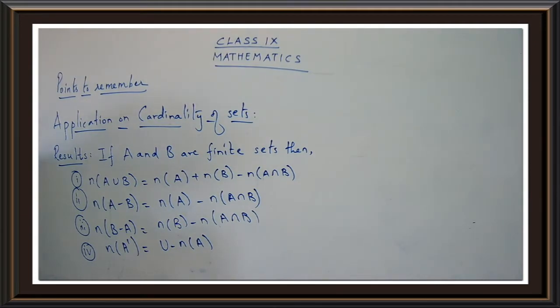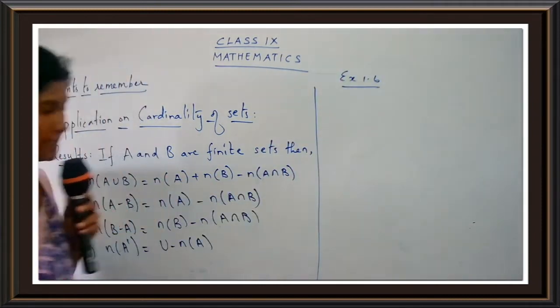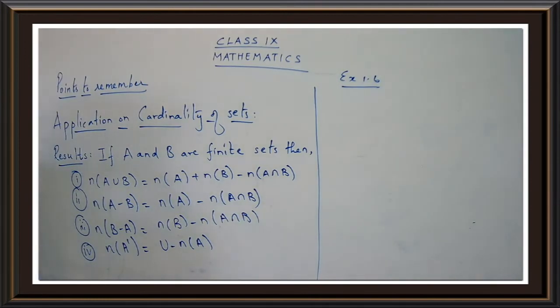Okay children, so now we are going to continue with our exercise. Take down exercise 1.6. Once you have completed this, remember, give the heading as exercise 1.6. Take down the first question, first subpart. If n of a is equal to 25, n of b is equal to 40, n of a union b is equal to 50, and n of b dash is equal to 25, find n of a intersection b and n of u. So this is what we have to find out.